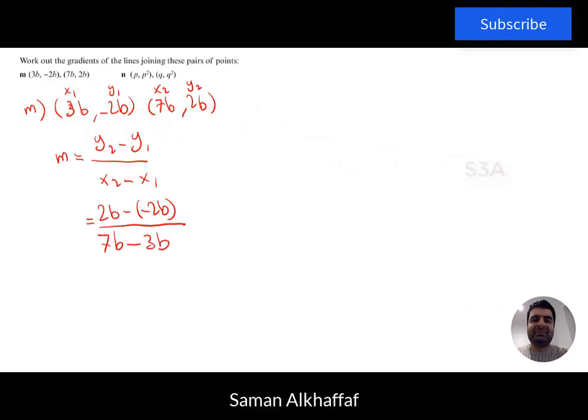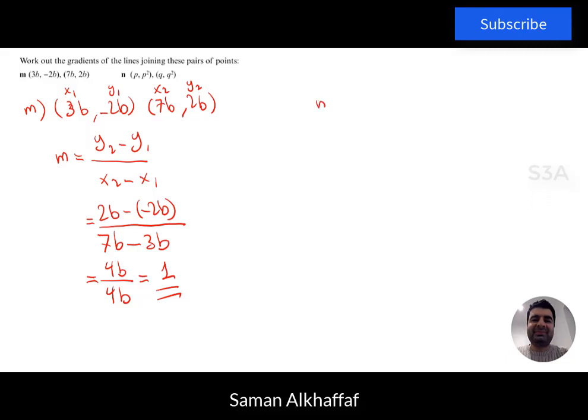In this scenario, this expression can be further simplified. So that will give us minus 2b and plus 2b, which gives 4b at the top, and 7b take away 3b, which also gives 4b. So we would have a gradient of 1. The b's will disappear, the 4's will disappear, so we'll have a gradient of 1.